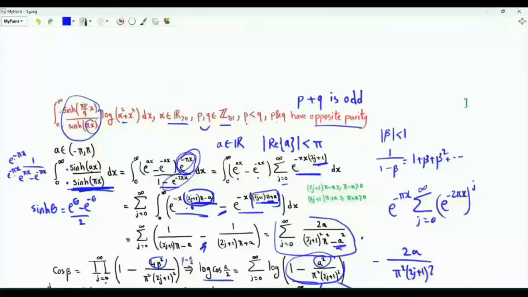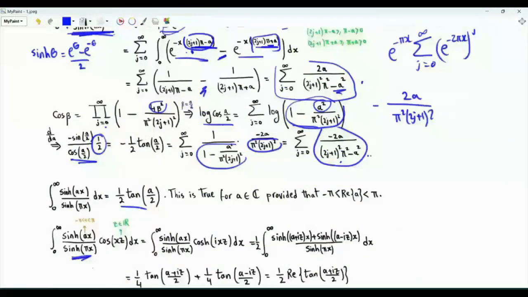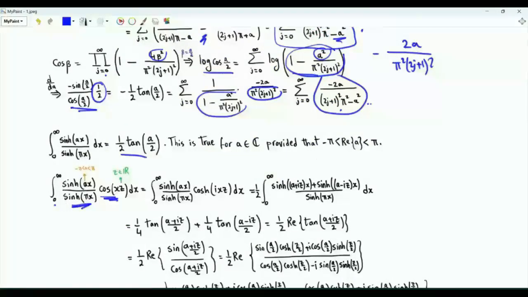Because we have this quantity here in the integral of interest, we will also be interested in having this ratio multiplied by cosine xz, and then integrating from 0 to infinity. Z here is a real parameter. Cosine xz is the hyperbolic cosine of ixz. The product of hyperbolic sine and hyperbolic cosine can be written as 1/2 the sum of two hyperbolic sines. The argument of the first is the sum, and the argument of the second is the difference. We can now employ our previous result, provided that a is real and is in the open interval between minus pi and pi. Because of this 1/2, we get 1/4 tan of (a plus iz) over 2 plus 1/4 tan of (a minus iz) over 2.